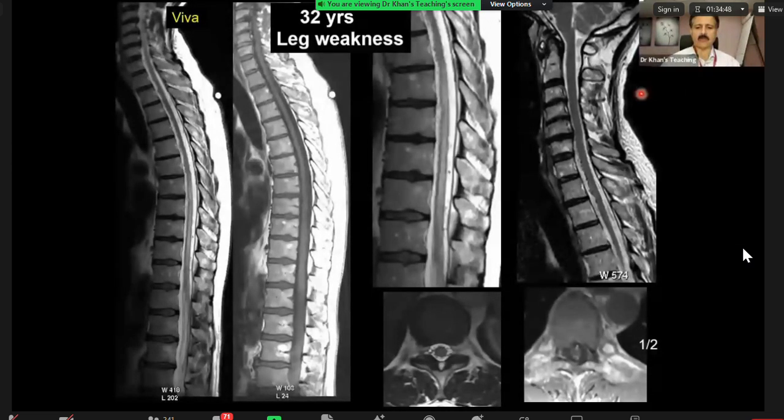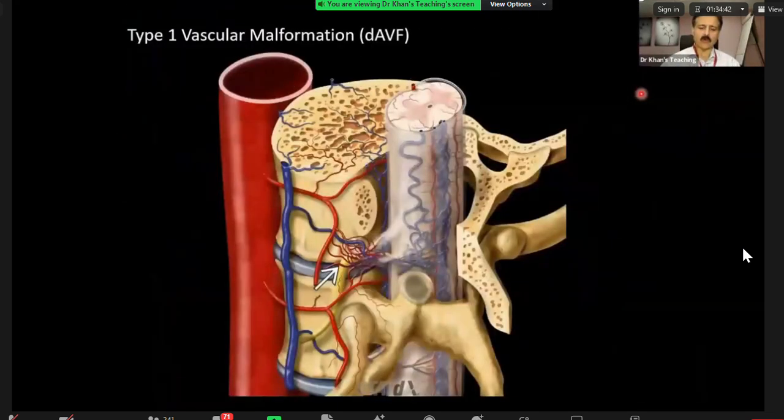Basically, there are 5 types of vascular malformations which are important, and it's too complex for the 2B world. So forget about most of them. But this is known as type 1 dural AV fistula.